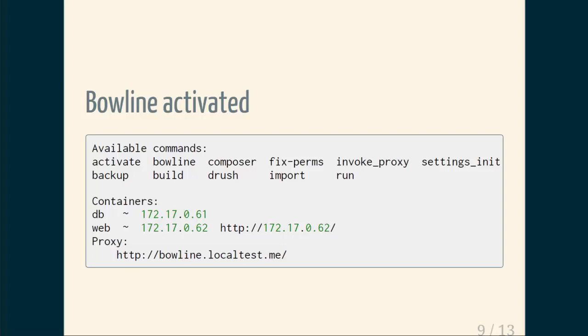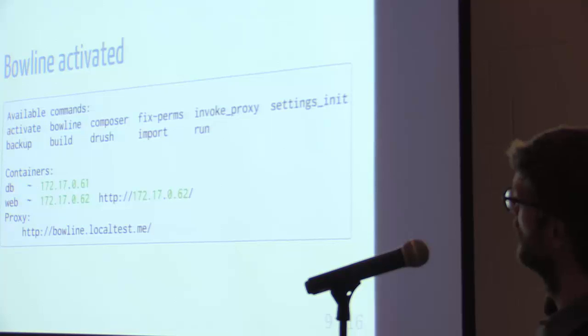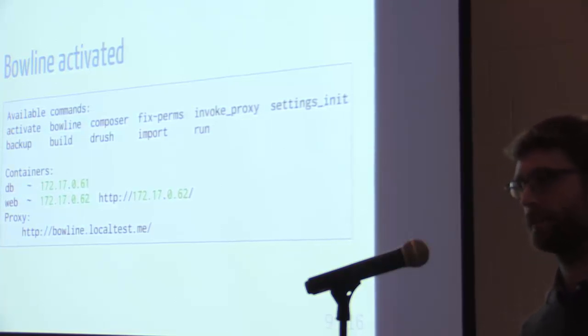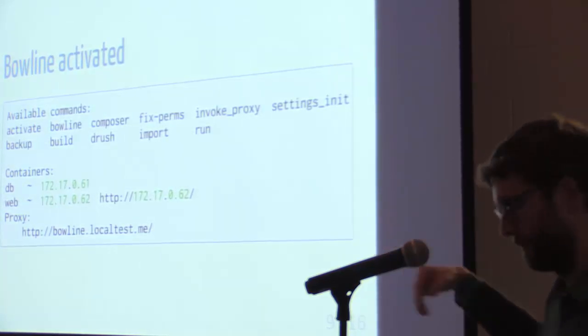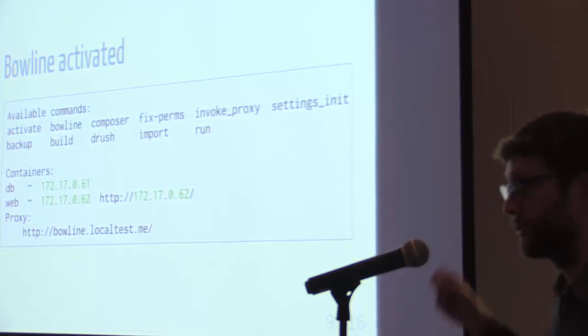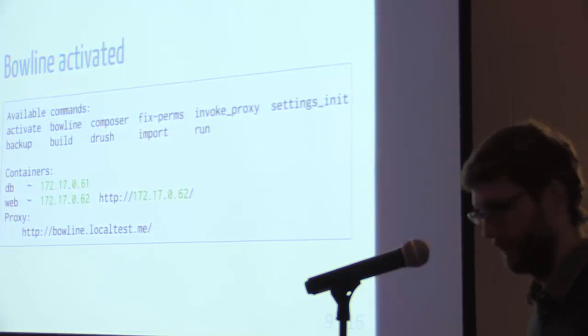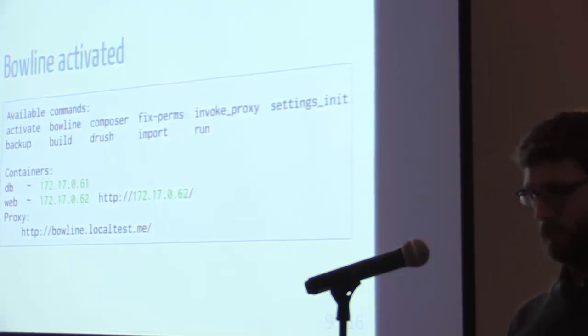Now this is really important to understand what's going on. I'm going to do a demo in a minute anyway, but I really want to highlight this: when you activate Bowline, you have an additional set of commands, and these commands override existing commands that you might already have, significantly Drush or Composer. So if you have Drush with site aliases and so on, this is actually overriding that, and running Drush in your activated shell will now run Drush inside of a Docker container. All right, demo.